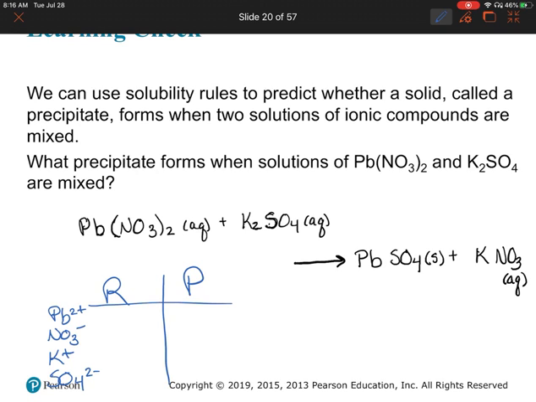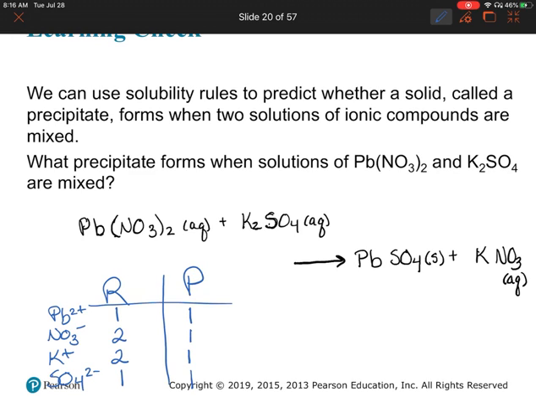In the reactants, we have 1 lead ion. In the products, we have 1 lead ion. In the reactants, we have 2 nitrate ions. In the products, we only have 1. In the reactants, we have 2 potassium ions. In the products, we only have 1. And for sulfate, we have 1 in the reactants and 1 in the products.